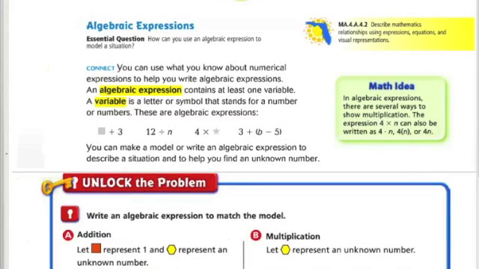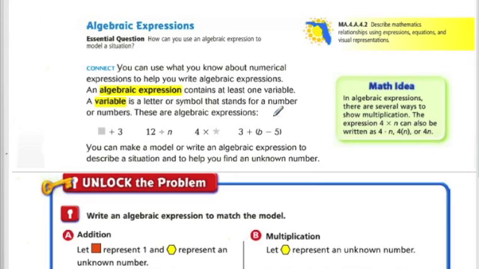Hey kids, today we are going to be looking at algebraic expressions. We can use what we know about numerical expressions to help us with algebraic expressions. The difference between the two is that a numerical expression has numbers and operation signs without the equal sign, and an algebraic expression has the numbers, operation signs, and at least one variable.